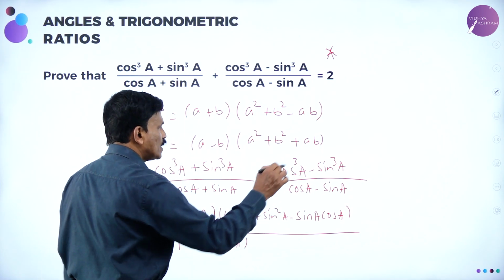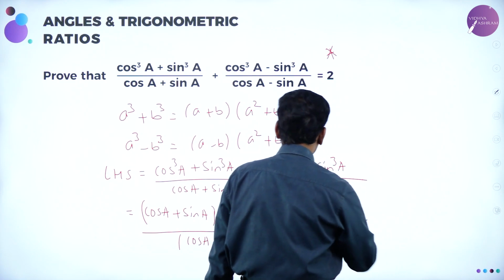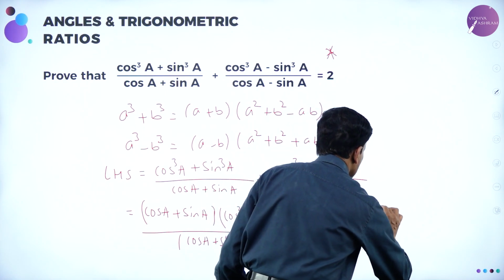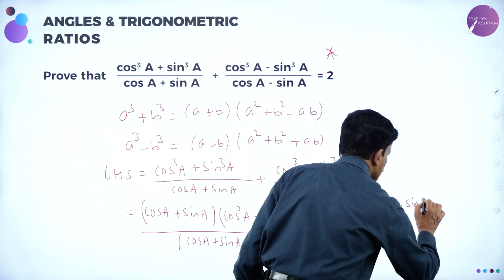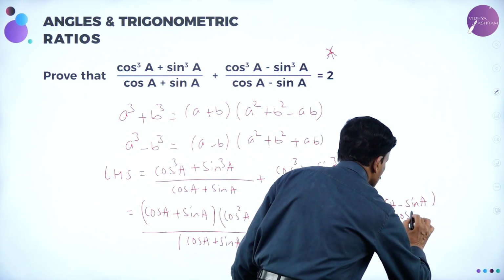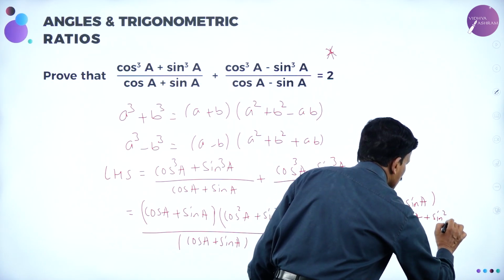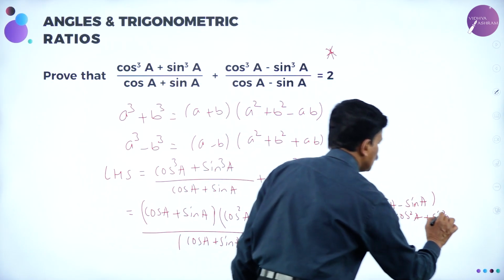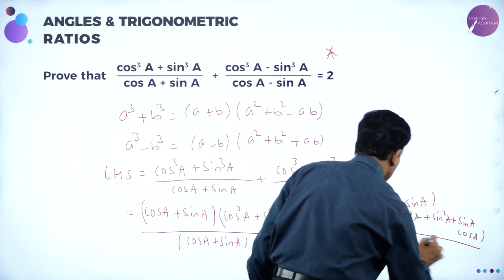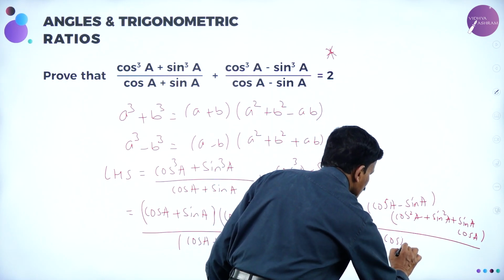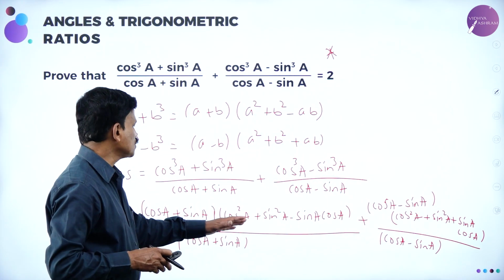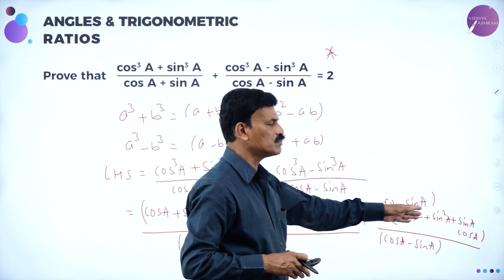This is the first part. On the other hand, the second part, plus cos cube a minus sin cube a, can be written as a minus b into a square plus b square plus ab, that is cos a minus sin a into cos square a plus sin square a plus sin a into cos a, whole divided by the denominator cos a minus sin a. So here we have applied a plus b into a square plus b square minus ab, and here a minus b into a square plus b square plus ab.